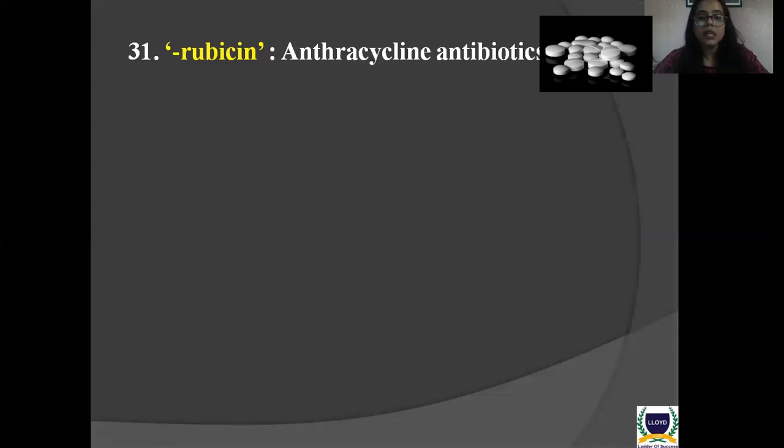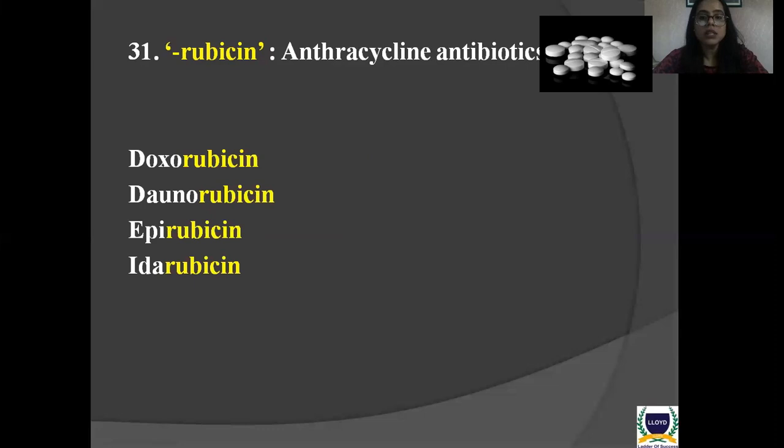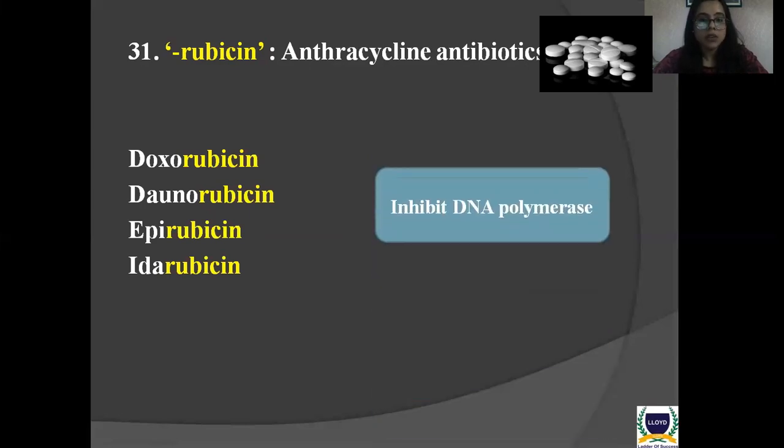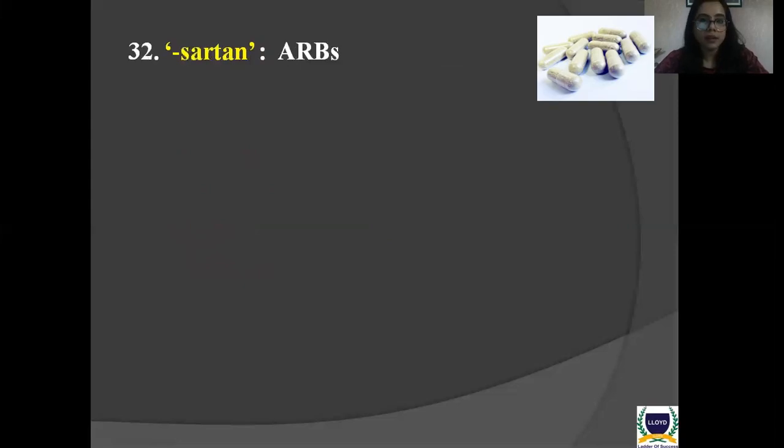Rubicin indicates they are anthracycline antibiotics. Under the anthracycline antibiotics, drugs are doxorubicin, daunorubicin, epirubicin, and idarubicin. These drugs inhibit the DNA polymerase, thereby they inhibit DNA replication in the cancerous cell also. Our next suffix is sartan.